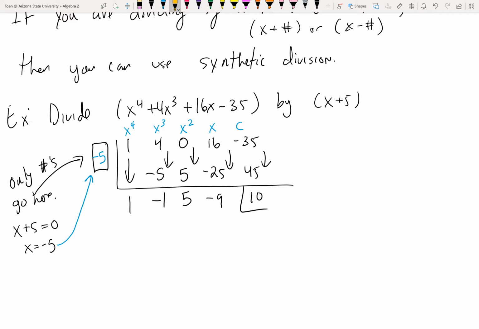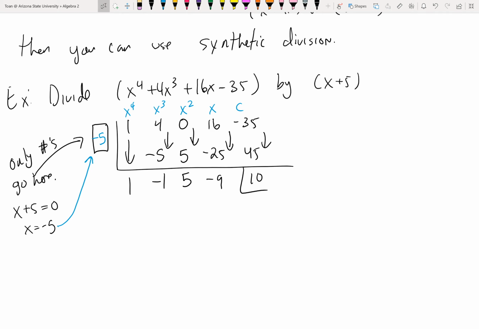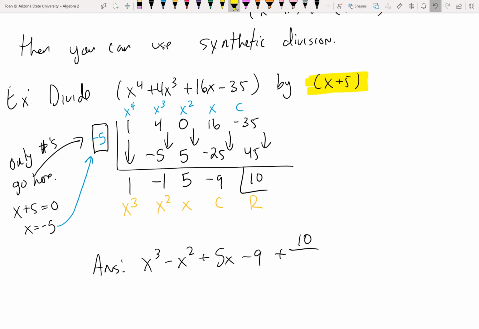But of course, that's not our answer. That's not what we're going to write down. We have to write down our answer properly. So how does synthetic division work? Synthetic division will always reduce your degree by 1. So notice how our original problem started with x to the 4. This number will start with one exponent less, x cubed, and then you just go downwards from there. This is x squared, x, constant. What about this extra number? That's your remainder. So our answer is 1x cubed minus 1x squared plus 5x minus 9 plus the remainder over what we divided by. And we did not divide by negative 5. That was a 0 or a root. We divided by x plus 5.